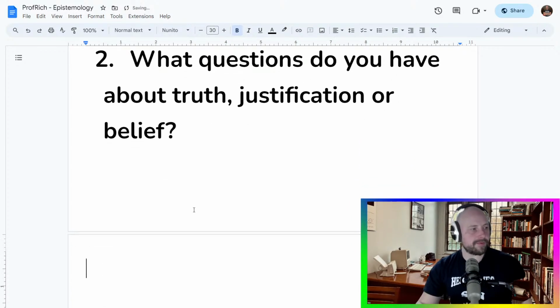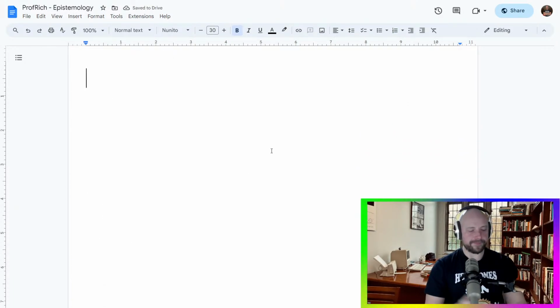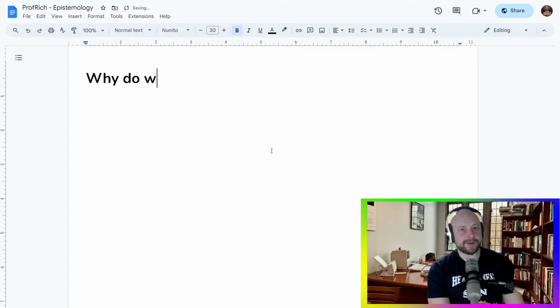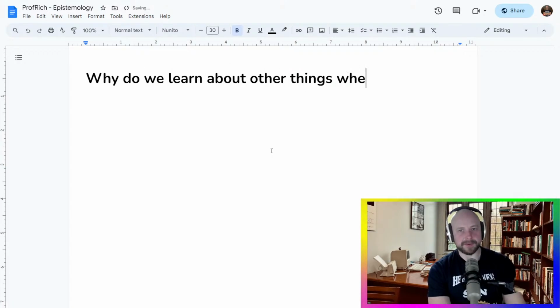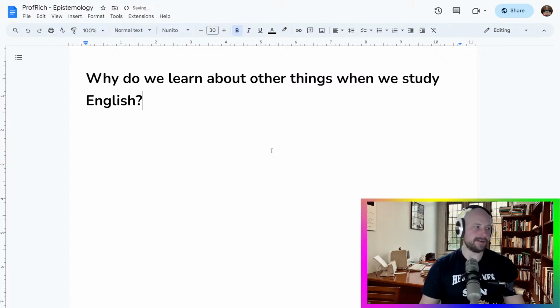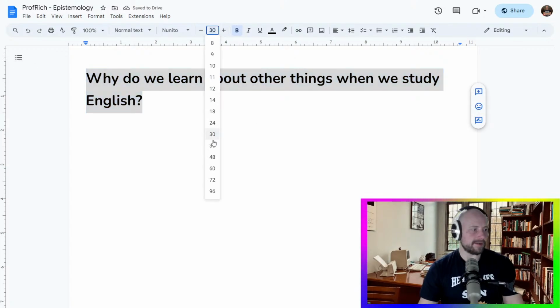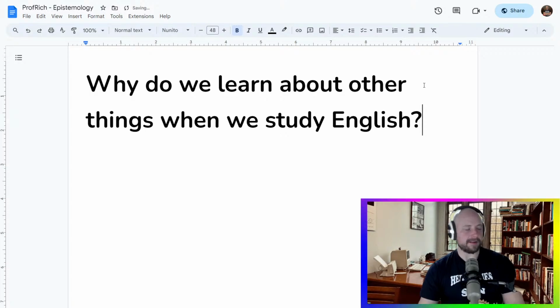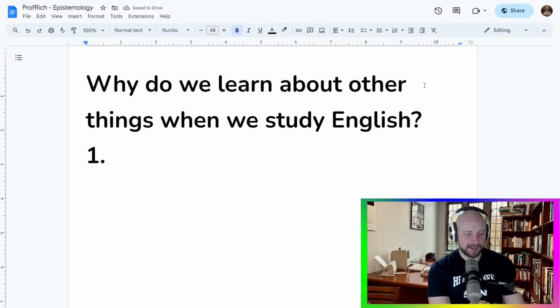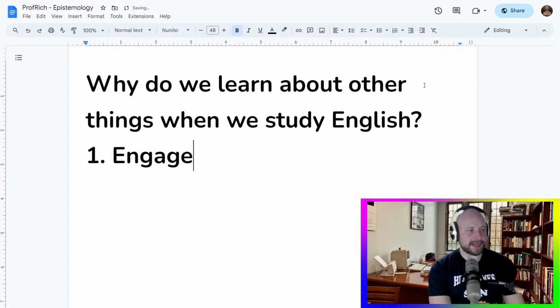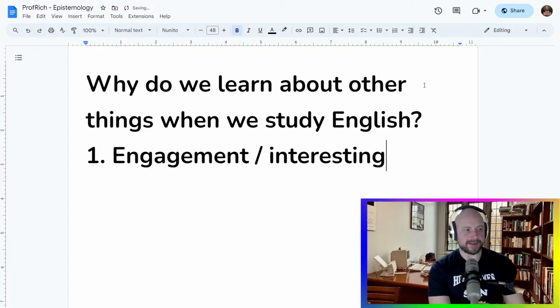So, the rationale of why do we learn about other things when we study English, for example? We can examine that in detail. But the primary rationale is to do with how things are learned. So the reason is actually engagement, interest, right?